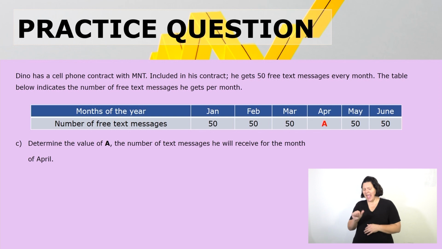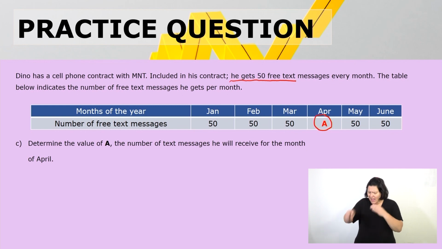Determine the value of A, the number of text messages he will receive for the month of April. Remember, from the contract, it was said that he will get 50 free text messages every month. So this does not exclude April. So even in April, Dino will still get 50 free text messages.